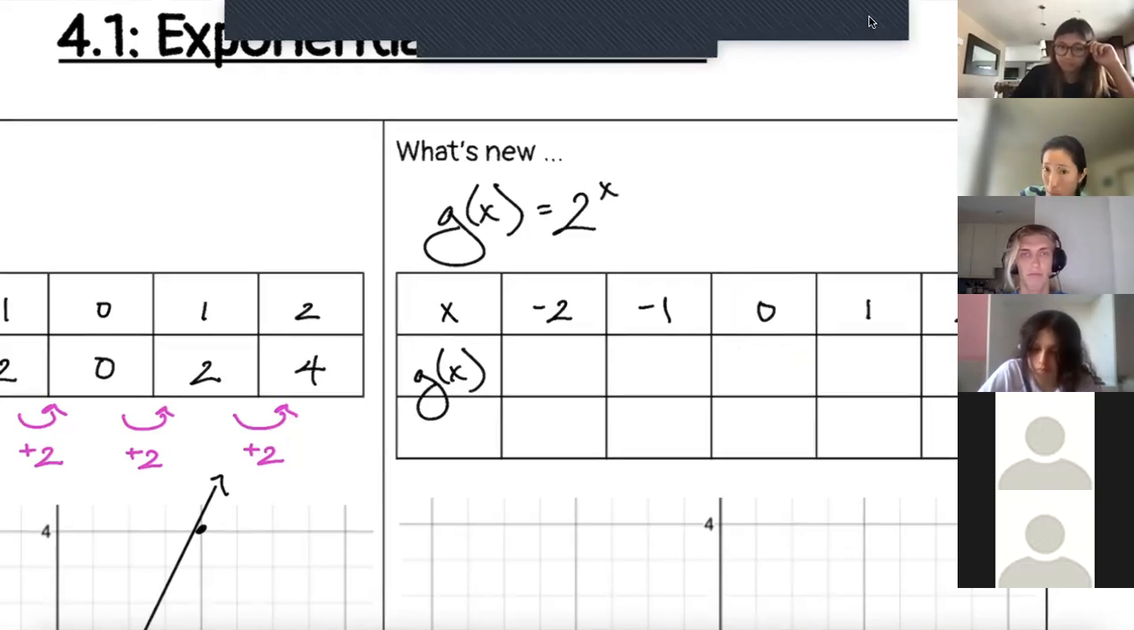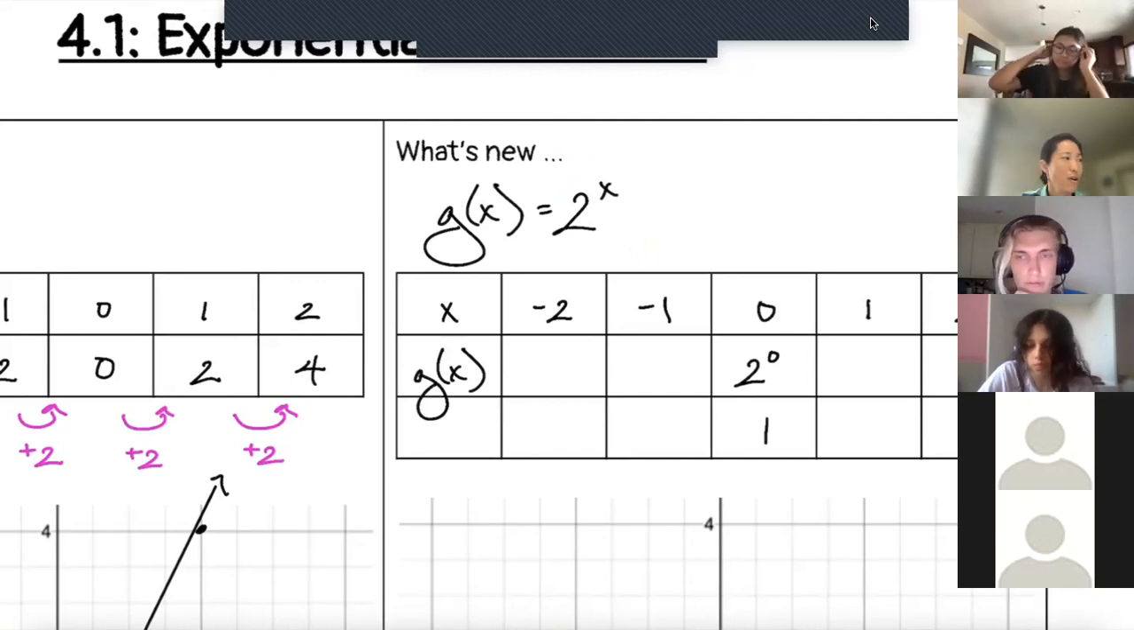In other words, if we put 0 into 2 to the x, that's going to give us 2 to the 0 power, right? This is unsimplified intentionally. But Dallas is right. If we take 2 to the 0 and we simplify it, we should get 1. All right, so in the box below 2 to the 0, let's go ahead and write 1.